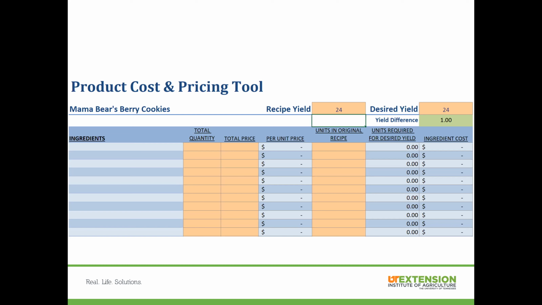The first thing you'd want to do, if you're going to use this spreadsheet, is get a kitchen scale and weigh all the ingredients in the recipe. Then note that you've got orange cells and blue cells and a green cell there. The orange cells are the ones that you can change, as well as the blue cells under the heading ingredients. All the other cells are locked. They all have formulas in them, so you can't change them. But those orange cells can all be changed, as can the blue cells under the word ingredients.